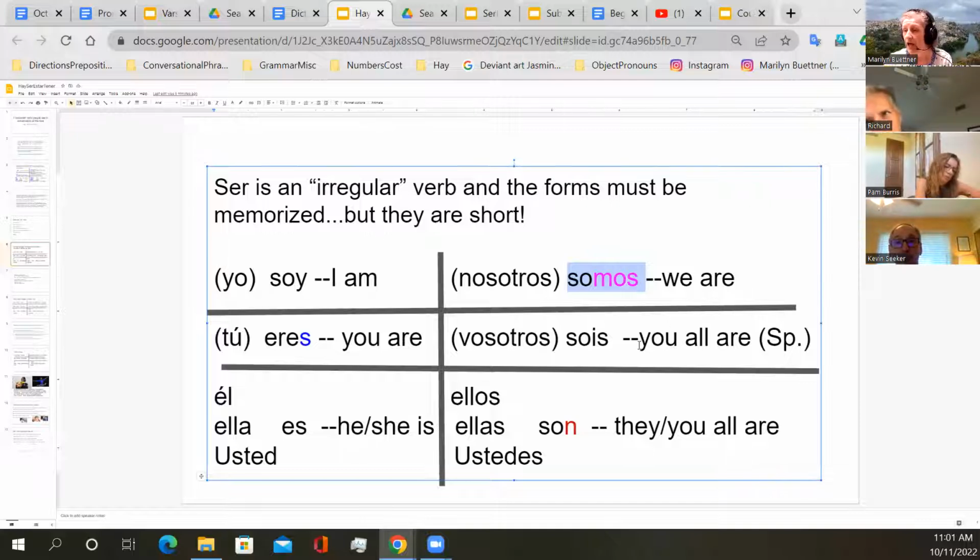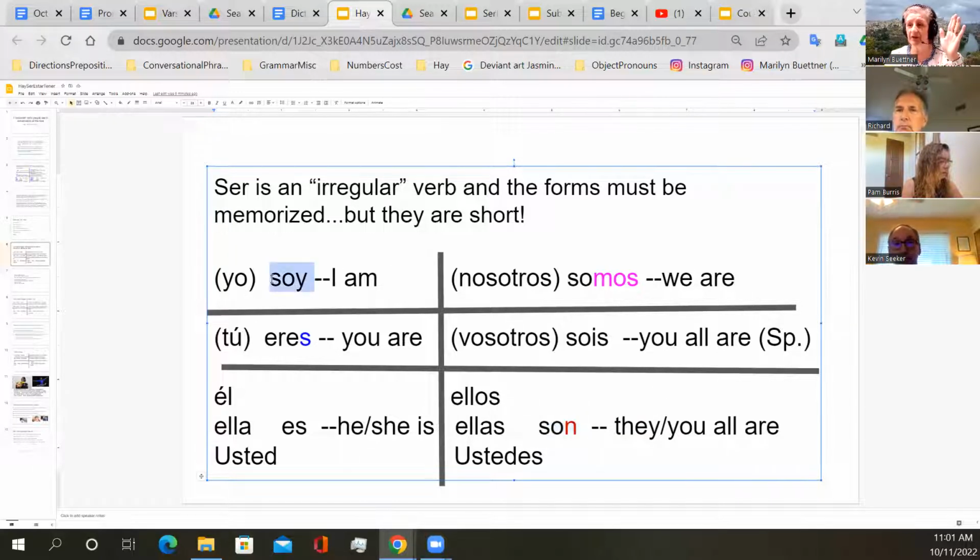Somos. Sois, this is the vosotros part. We won't be using that. Third person plural, to talk about they or you guys, is son. They are or you are, ustedes. And all of the third person plural, all of the they verbs, get an N at the end. So just tuck that in your back pocket, because if you get used to that pattern, you'll start to recognize who they're talking about a little more easily.